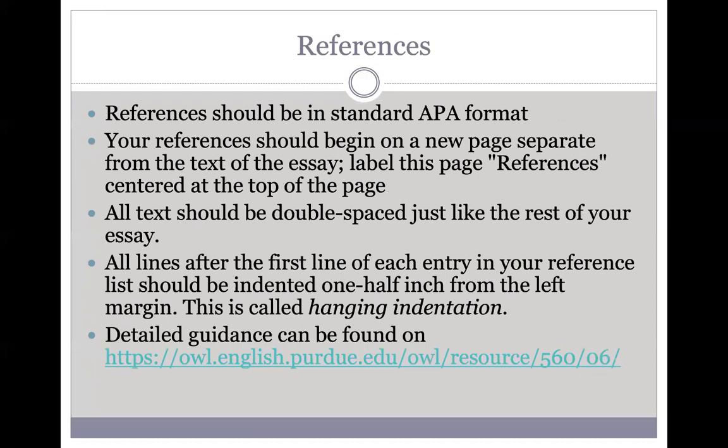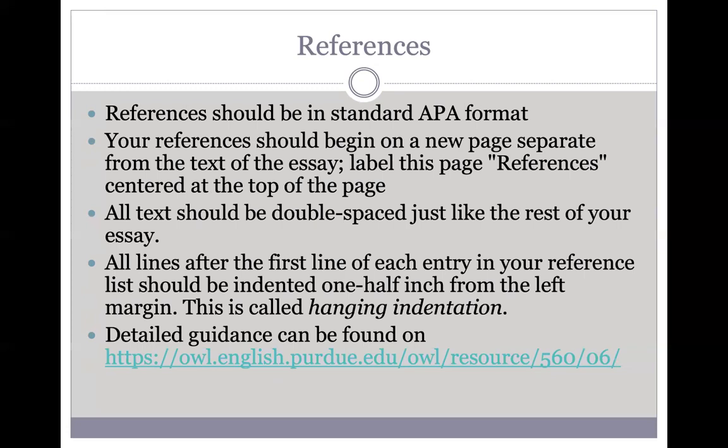Your references should always be on a new page. You want to label it References, centered at the top of the page. I have an example of a sample lab report that talks all about APA formatting, so look at that. All lines after the first line of each entry in your reference list should be indented half an inch from the left margin. This is called a hanging indentation. Again, look at the sample.